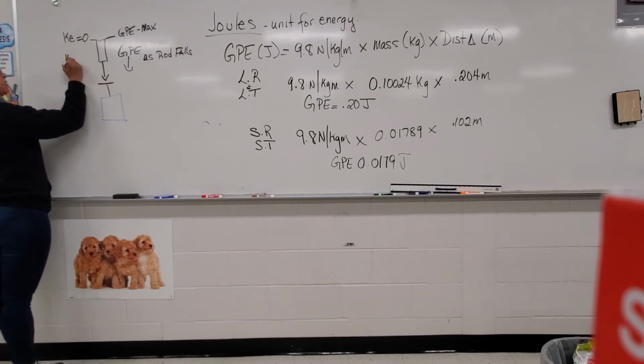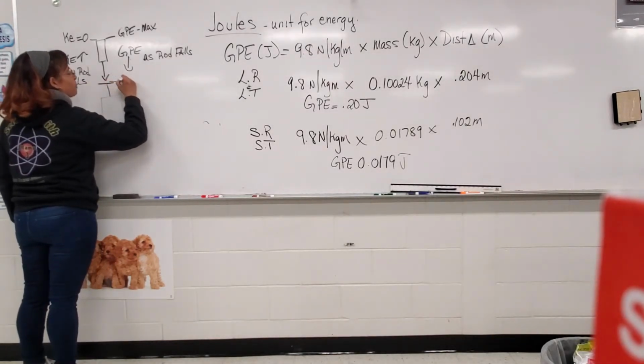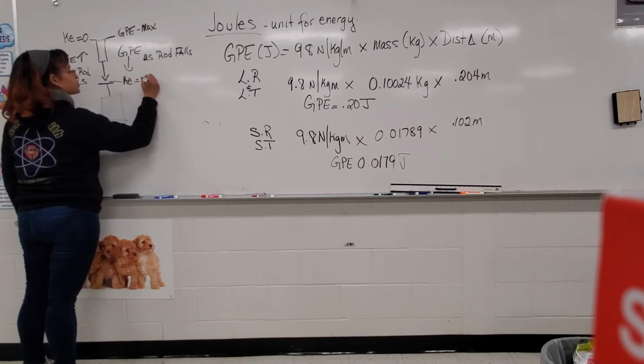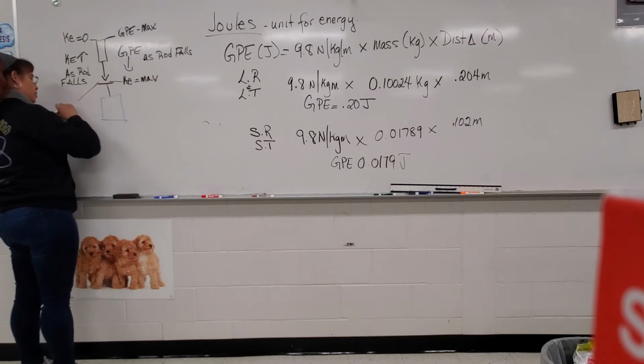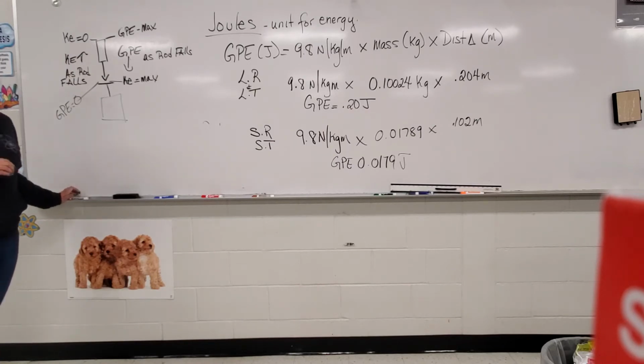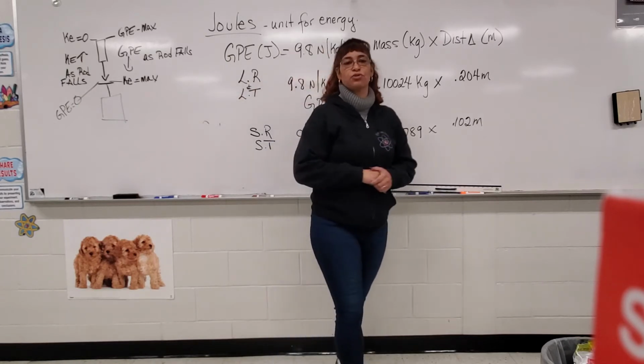And KE increases as the rod falls. Now here, just before the point of impact, KE is at its max, and here the GPE is 0. So as you can see, there's an inverse relationship of gravitational potential energy and kinetic energy. As the gravitational potential energy decreases, the kinetic energy increases.